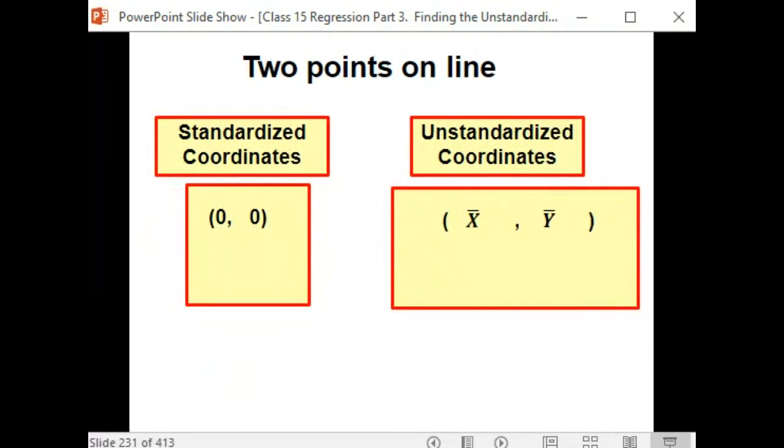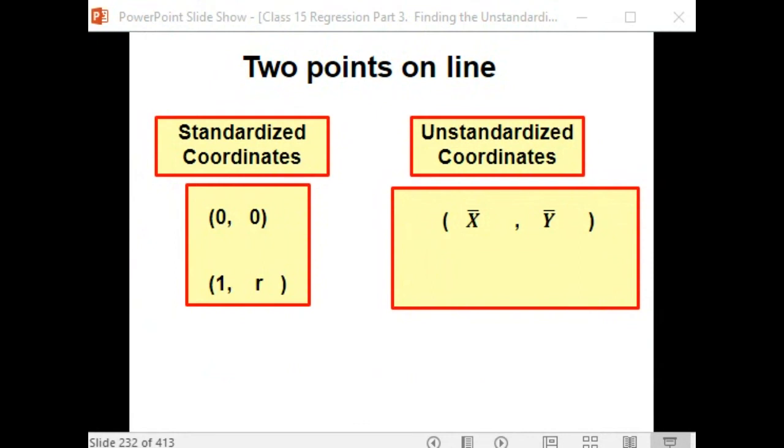We now have 2 points on the line. The first point is the point of averages, whose standardized coordinates are 0 and 0. The second point is the 1r point, and its standardized coordinates are 1 and r. Now that we have 2 points, we can calculate the slope of the regression line. But there's one small catch.